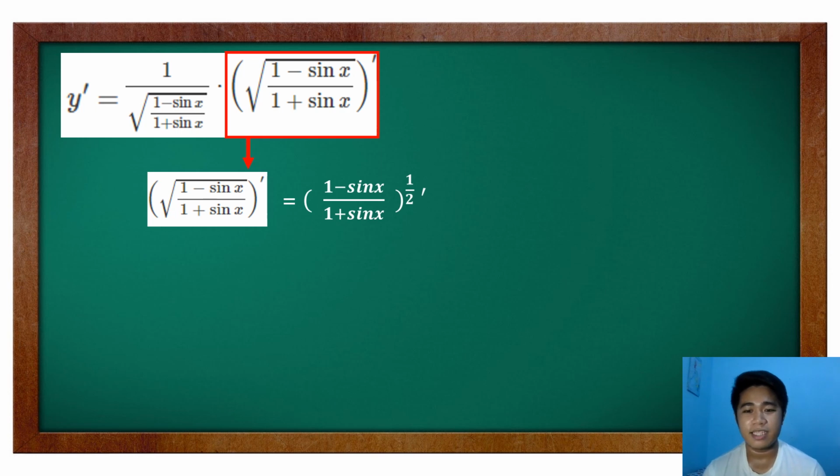You know what, the equivalent exponent for the square root is just 1/2. So we can have a base that is 1 minus sine x over 1 plus sine x, and our exponent is 1/2. By looking at that, we can use the power rule, where we multiply the exponent to our base, subtract the exponent by 1, and get the differentiation of our base. If you don't know how to use the power rule, go back to my differentiation of algebraic equations so that you will learn how to use that rule.